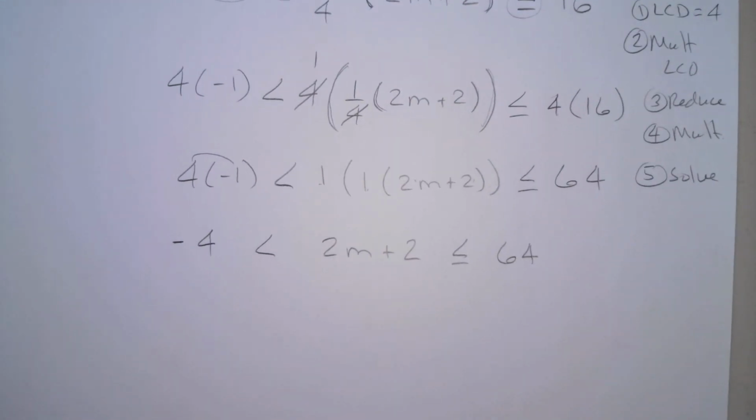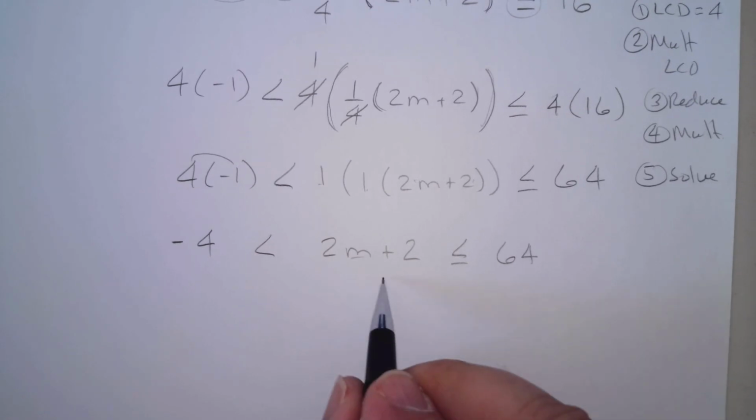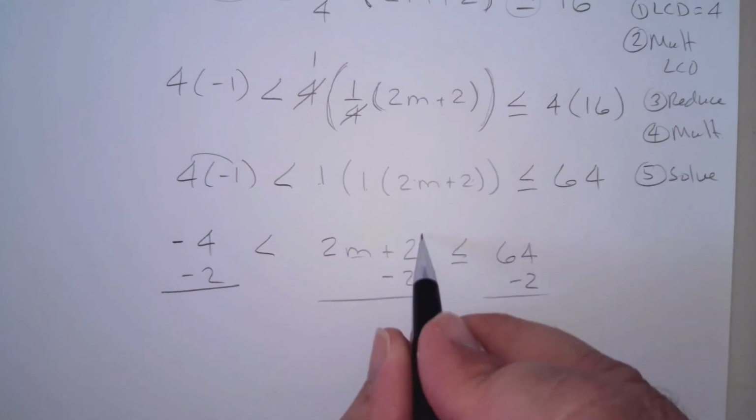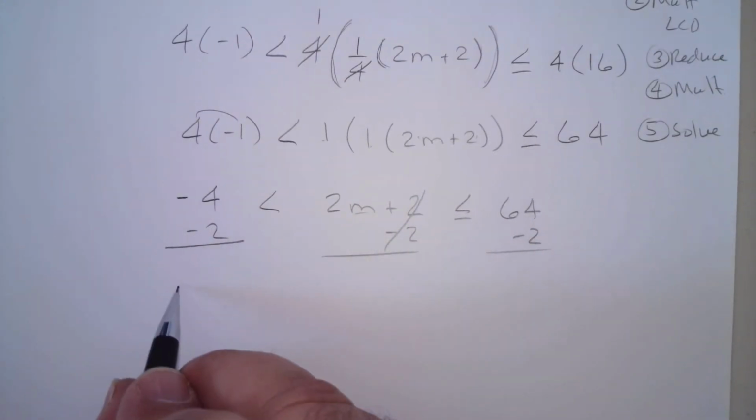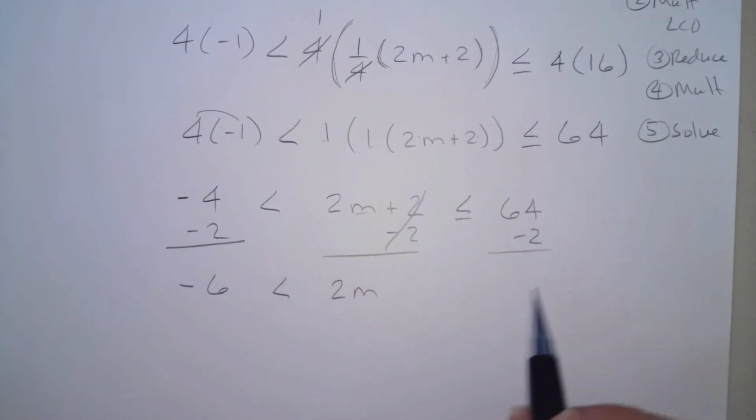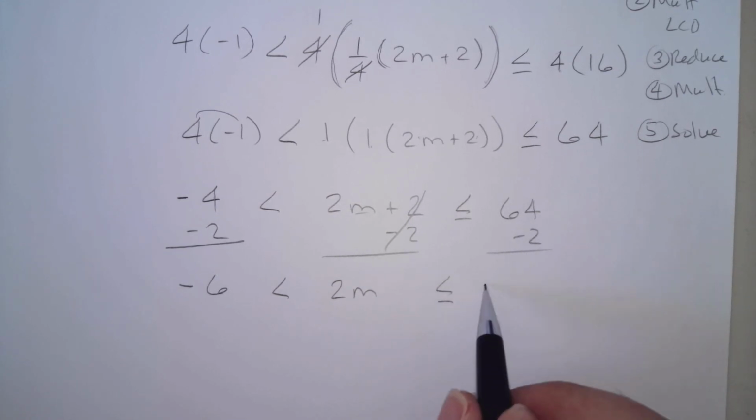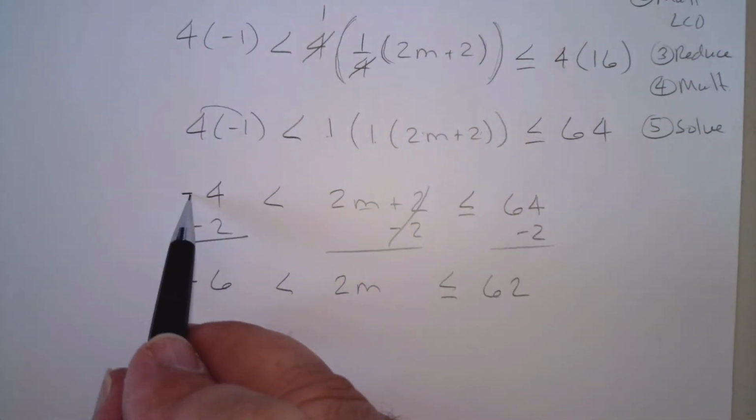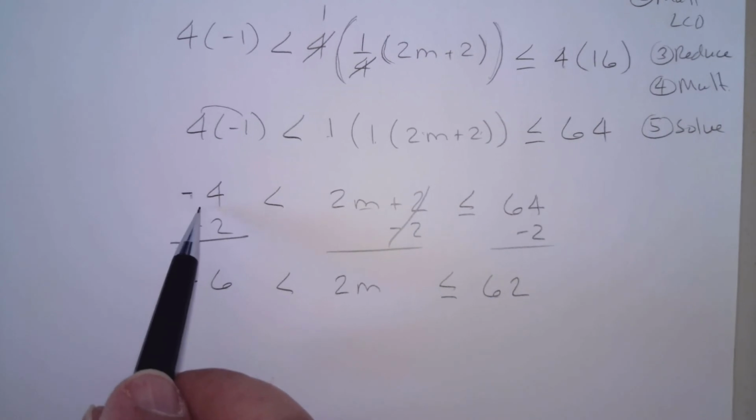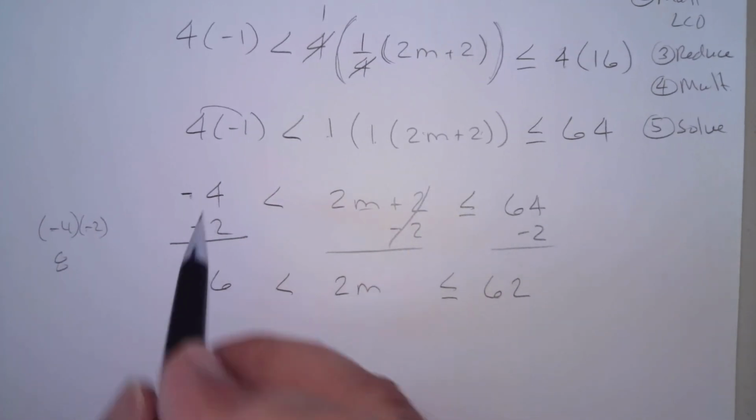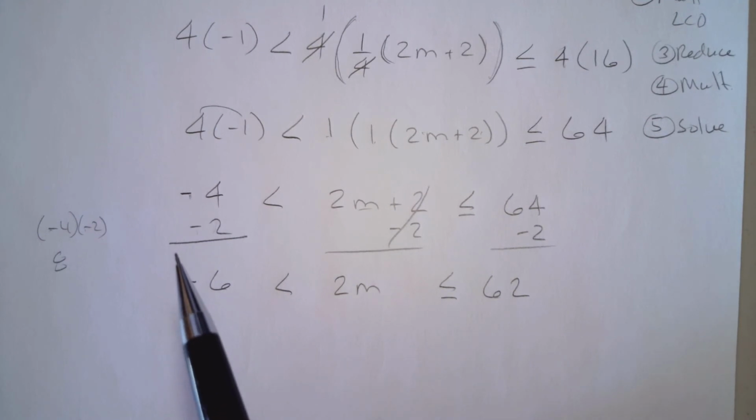The last step is solve. We're trying to get the m by itself, so subtract 2. Those cancel, so negative is a negative. 4 plus 2 is 6. Less than or equal to 64 minus 2 is 62. So because you're subtracting, that's where we keep the signs. If you were multiplying, if it was -4 times -2, negative would cancel, you'd get a +8. But here we're adding and subtracting, same signs. Keep the sign, add the numbers.